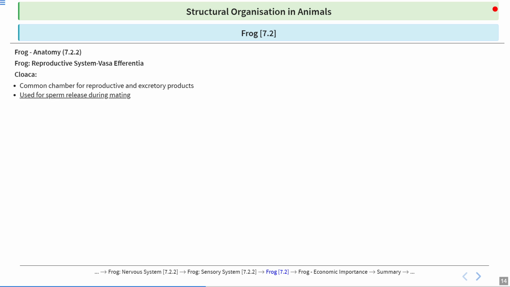This is used for the sperm release during the mating process. At the time of mating, the male frog holds the female frog. And for this, they have the copulatory organ. And in the hand, they have the copulatory pad. On the first finger of the male frog, they have a pad-like structure that helps to hold the female frog, right? And that is why it is called copulatory pads.